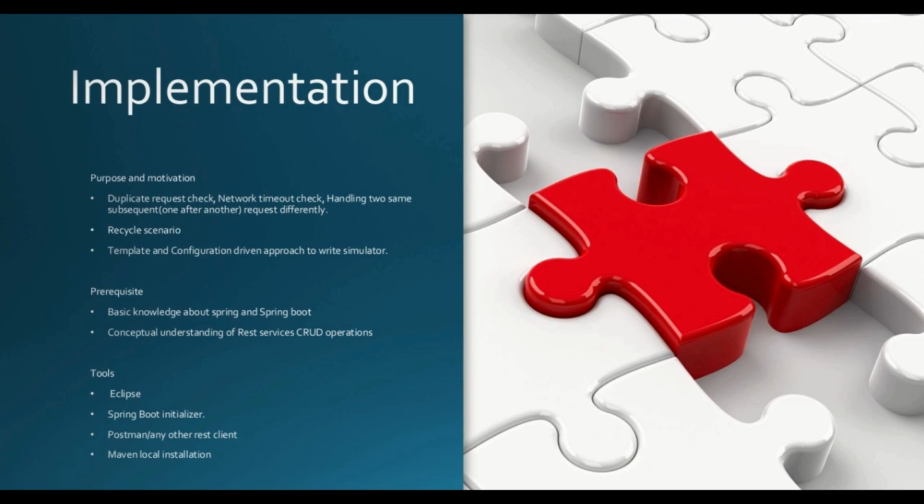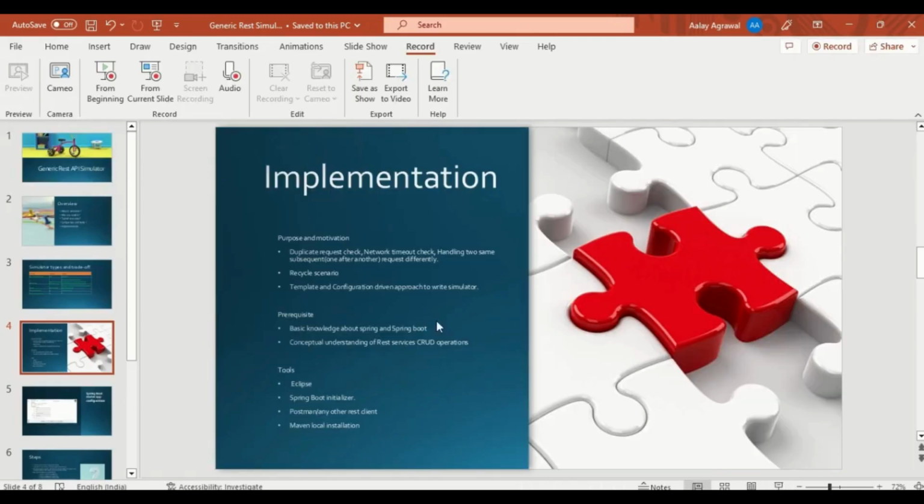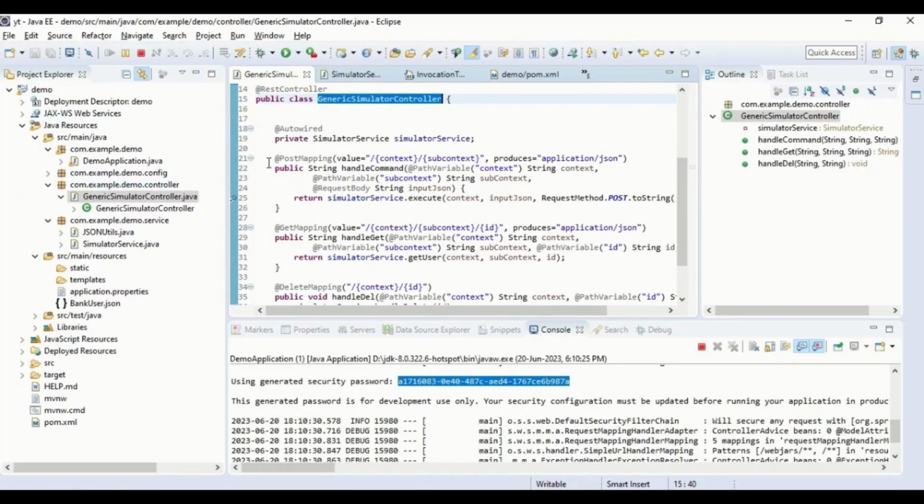Tools which I am using: Eclipse, Spring Boot Initializer. You can go to the website initializer.spring.io and you will get it. Postman. Postman is a REST API client, freely available. You can download it and use it. Maven local installation. Perhaps this is important because we are using Maven as a build system to create our solution. So without much delay, let's go to the IDE, and here is my implementation part.